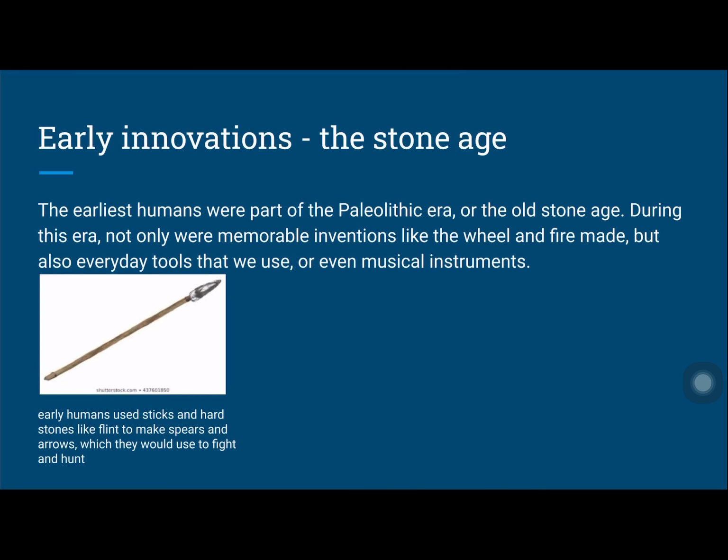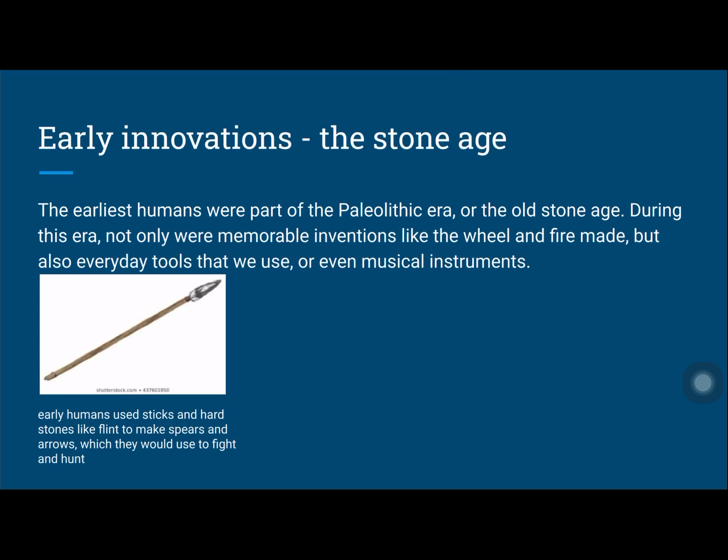So, early innovations, the Stone Age. The earliest humans were part of the Paleolithic era, or the Old Stone Age. During this era, not only were memorable inventions like the wheel and fire made, but also everyday tools that we use, or even musical instruments.